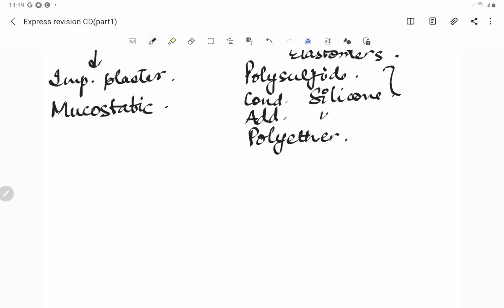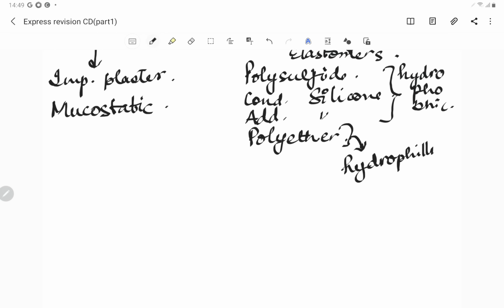All these polysulfide, condensation silicone, and addition silicone are hydrophobic. Of the rest of the elastomers, we are left with only one, which is the polyether, which is hydrophilic. Hydrophobic means it is going to repel the water if we are pouring the cast. There may be bubbles which can come. So for that we are adding surfactant. Surfactant is added to hydrophobic materials.